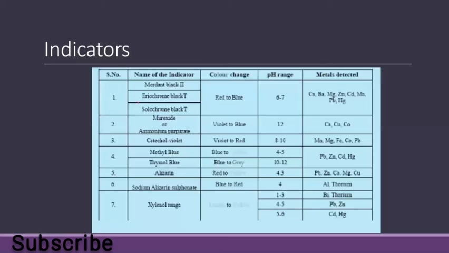These are a few indicators, and you will also see that there are indicators specific for specific metals. Like for calcium, you can use 2 or 3 or 4 types of indicators. For zinc, you can use 2 types of indicators. For aluminum, you will use only 1 type of indicator. So there is a long list of all metals with the names of indicators.